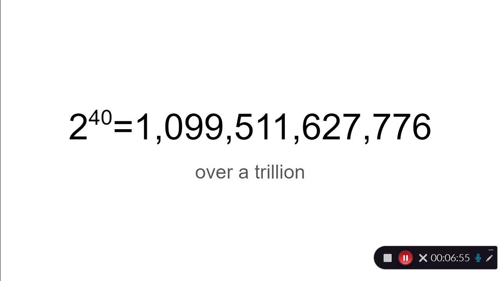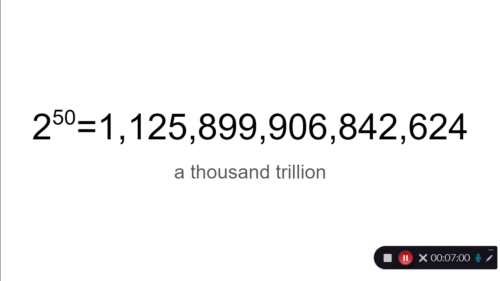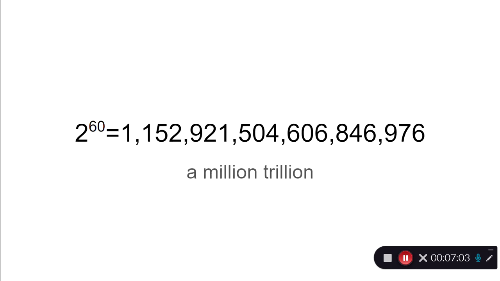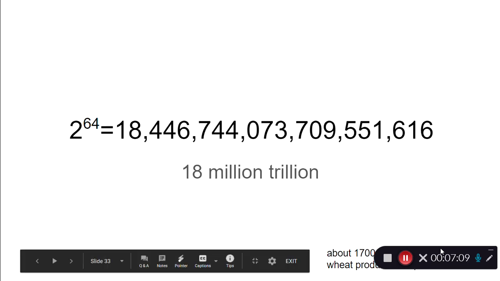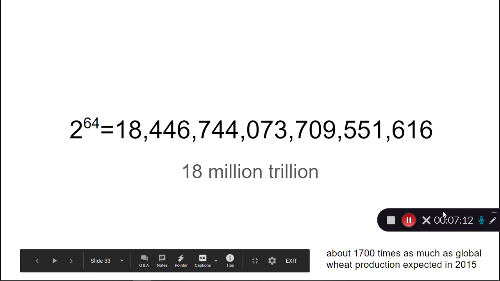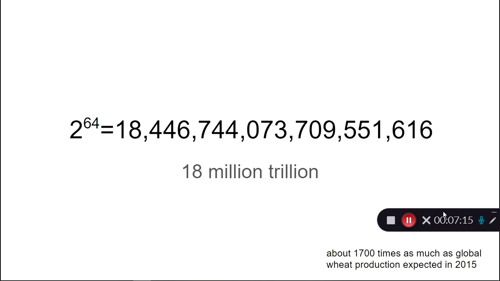It's relentless. 41 squares in, a trillion grains of wheat. 51 squares in, 1,000 trillion. 61, 1 million trillion. And 64, they shouldn't have gone that far, I should say 63, it's 18 million trillion. And as best as I can estimate, it's about 1,700 times as much as the global wheat production in 2015. This was just the last square. It doesn't consider all the squares beforehand. So just the last square on the chessboard is far more than modern production worldwide.